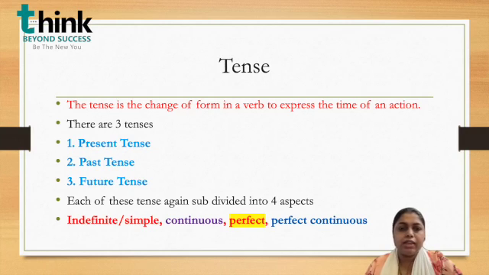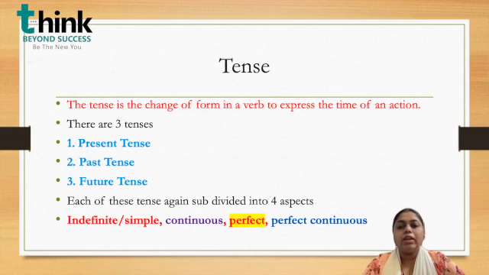There are three tenses: present tense, past tense, and future tense. Each of these tenses is again subdivided into four aspects of time. The first is indefinite or simple: indefinite present or simple present, indefinite past or simple past, indefinite future or simple future.